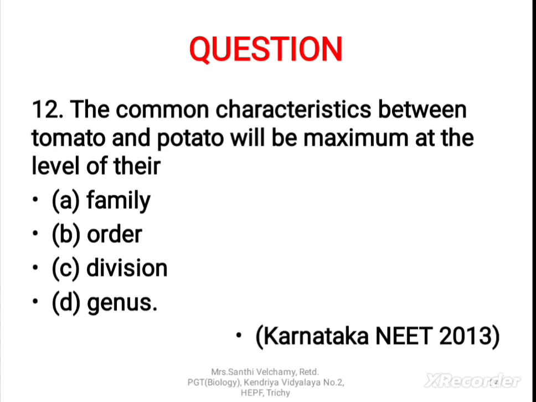Then the 12th question. The common characteristics between tomato and potato will be maximum at the level of their A. Family, B. Order, C. Division, D. Genus. The correct answer is family.